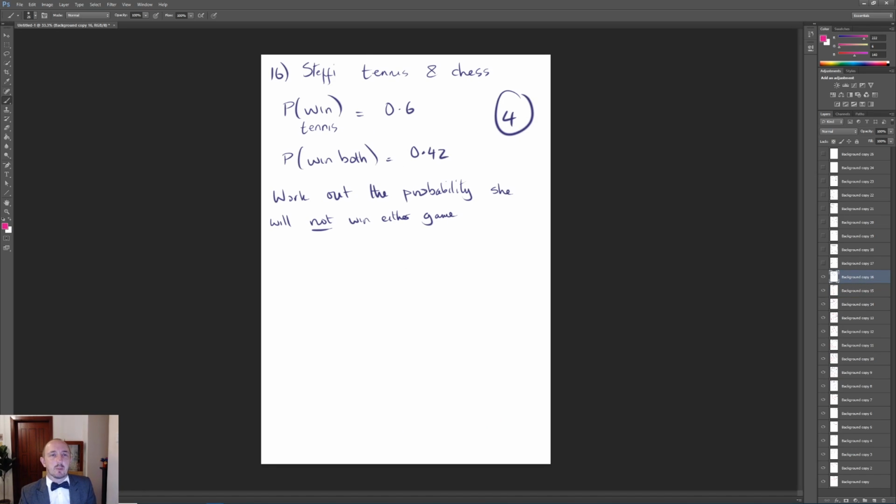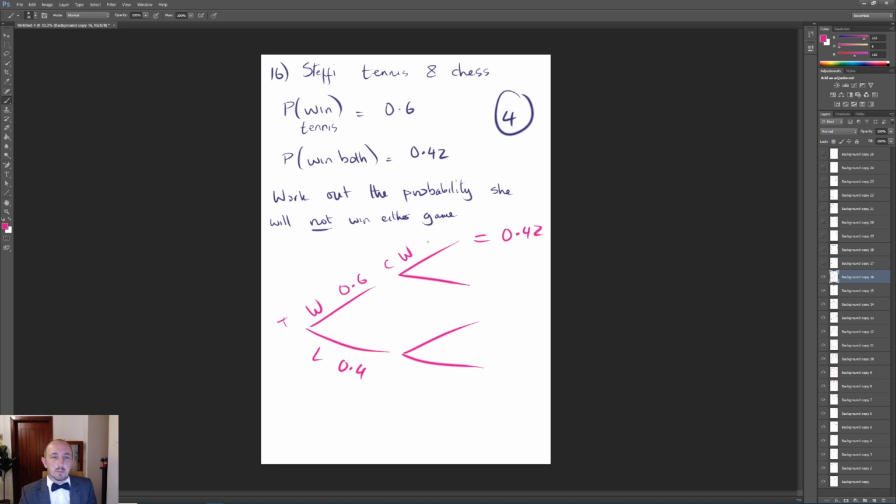Question 16 was a probability one, and the probability that she wins tennis is 0.6, so let's just do a win for tennis, and that's going to be 0.6. Let's put tennis win, and loss would therefore be 0.4. And then when we go for chess, it says the probability that she wins both, so the probability of win for chess, when you multiply those two together, it's going to give you 0.42.